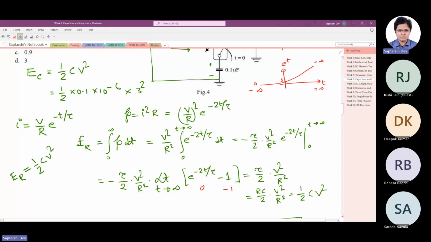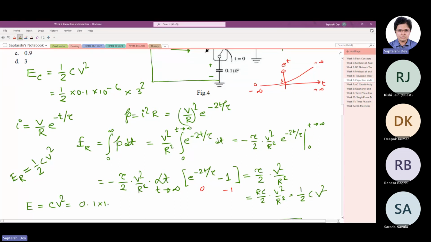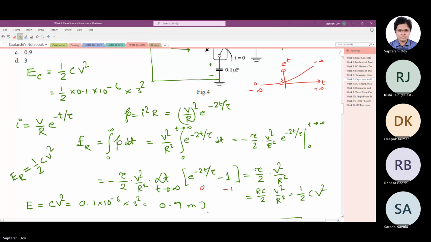So the voltage is V, capacitor is C. At steady state, there is half CV squared energy stored in the capacitor, and during the process of energy transfer from the voltage source to the capacitor, there was a power loss, and the total energy lost in the resistor was also half CV squared. So the total energy that you have is half CV squared times 2, it is CV squared. So it is 0.1 times 10 to the power minus 6 times 3 squared. 0.9 millijoule is the answer.